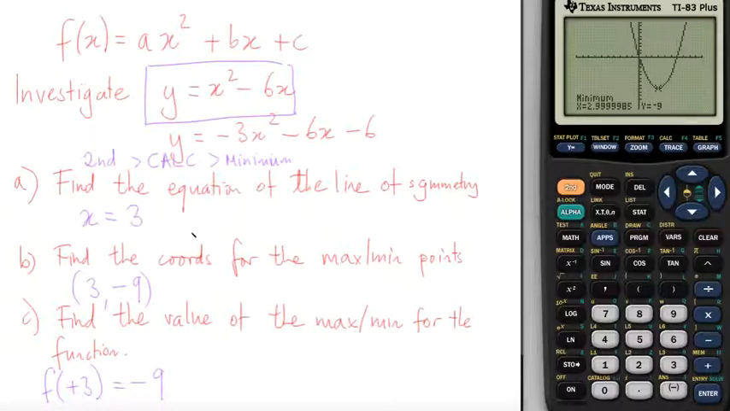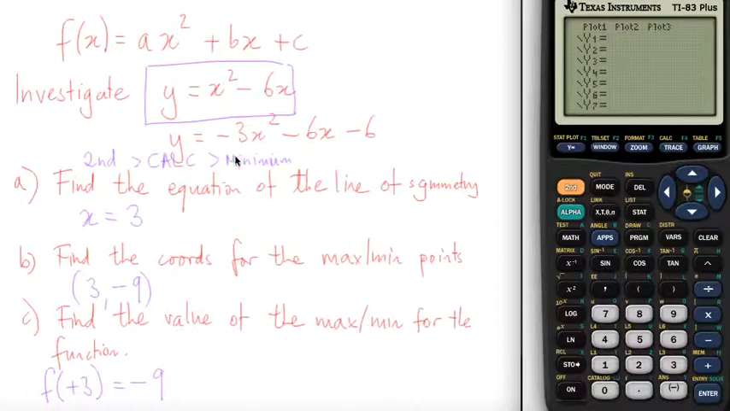Now we have to solve the second part. Let's use a different color. Let's take green. Let's go to y equals and clear our first function. And now we want to plug in this function here: y equals negative 3x squared minus 6x minus 6.